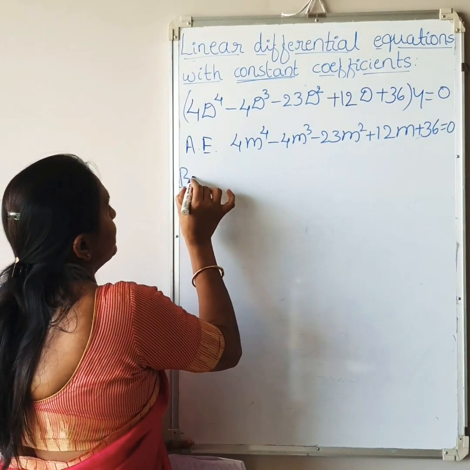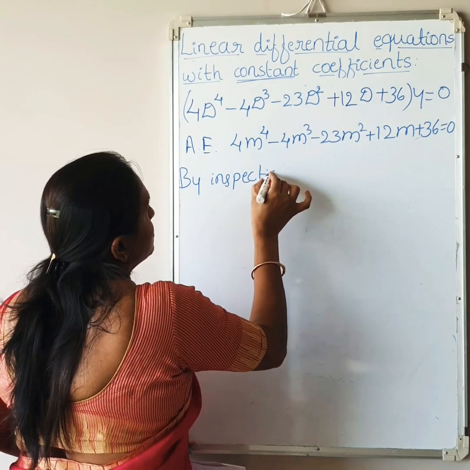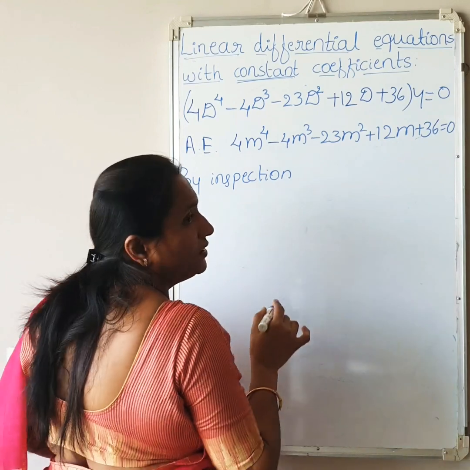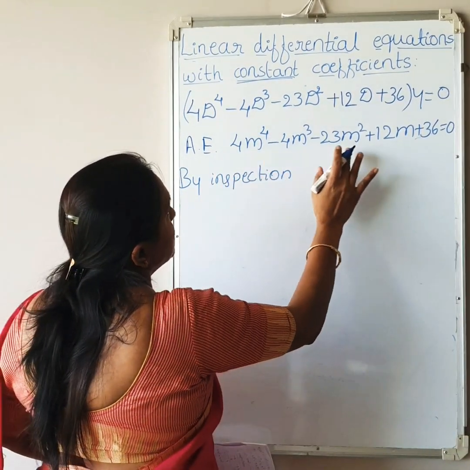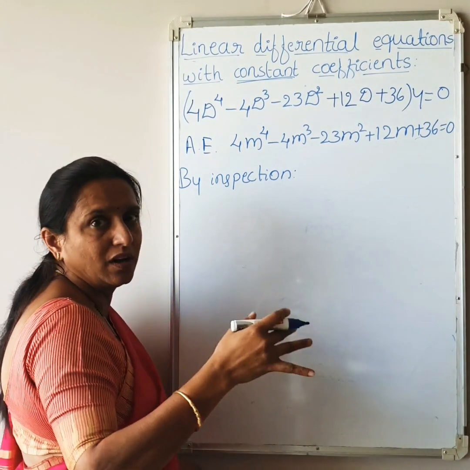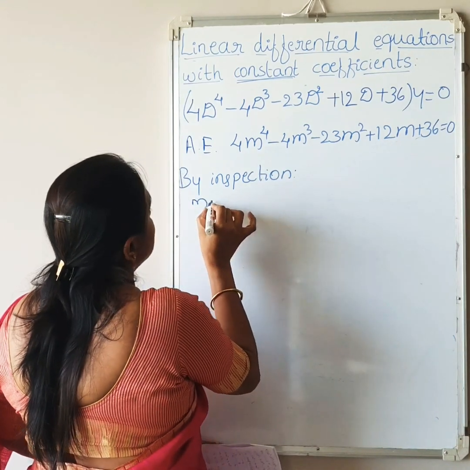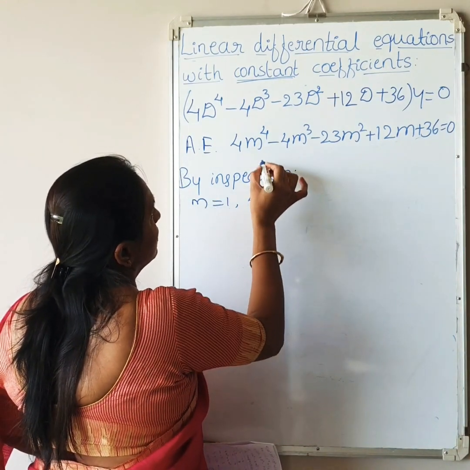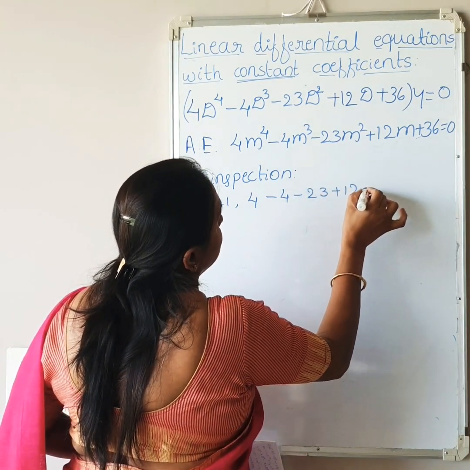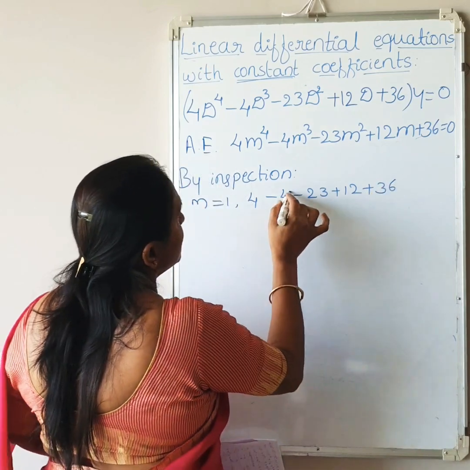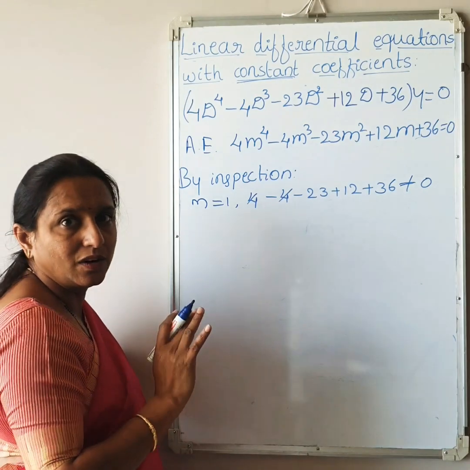What is by inspection? By inspection means randomly we have to put some value. If that value satisfies this equation, then we take that one as a root of the equation. So first you put m is equal to 1. Always take smaller numbers. If you put m is equal to 1, what will you get here? It is 4 minus 4 minus 23 plus 12 plus 36. Is it equal to 0? This is not equal to 0. Then m is equal to 1 is not a root.